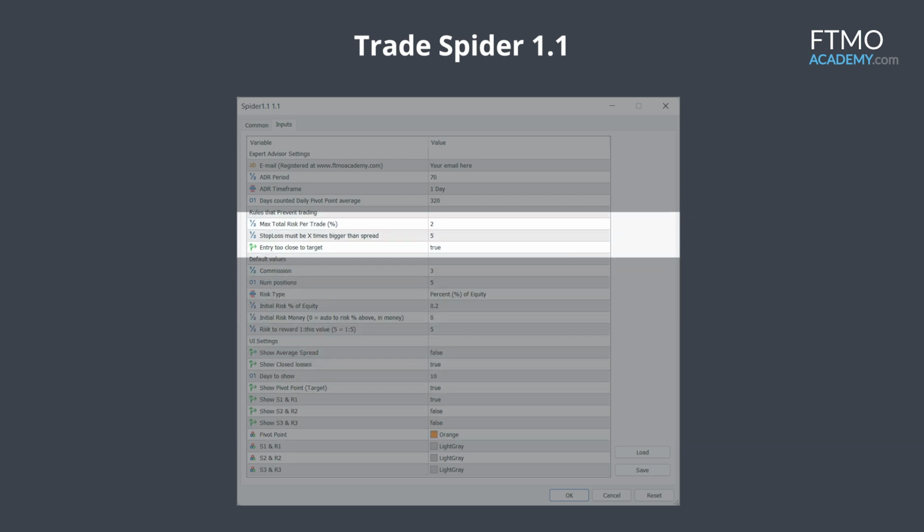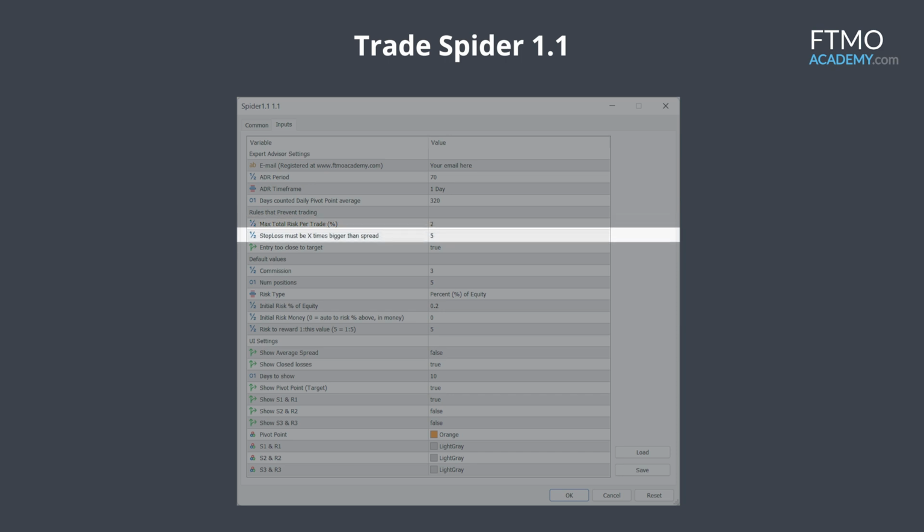There is a new section in the input of the EA called Rules that Prevent Trading. This means that if any of these rules are met, you will not be able to open a trade and instead get a warning where your buy and sell button are placed with an explanation of the warning. Max total risk per trade in %. This is so that you don't by accident open too big of a trade. Default value is 2%, but you can change it to your desired value.